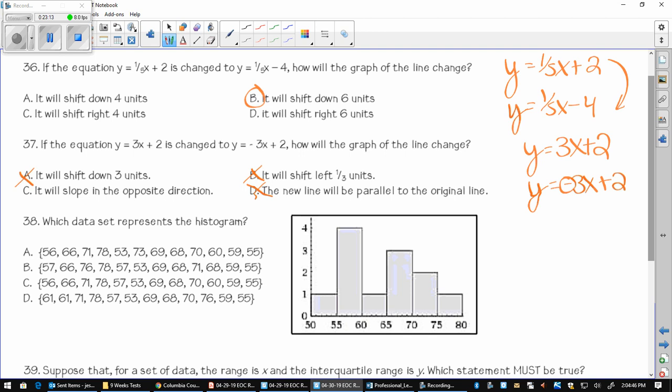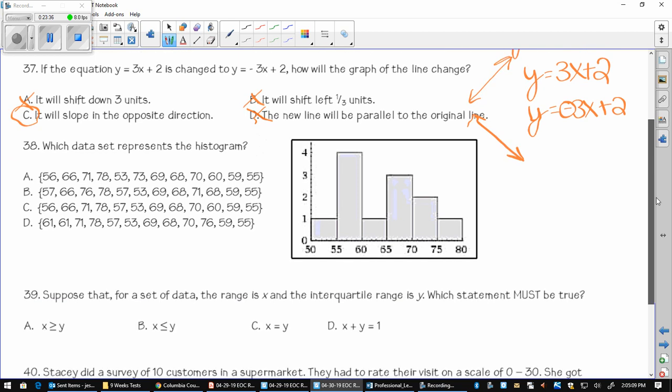One has a slope of 3, one is negative 3. Negative 3 and 3 are not the same. So the only option left is C. And if I think about that, it makes sense. It says it will slope in the opposite direction. If this is a positive 3, I know it's going to be going up from left to right. If this is a negative 3, I know it's going to be going down from left to right. So they would be sloping in opposite directions. That is true.